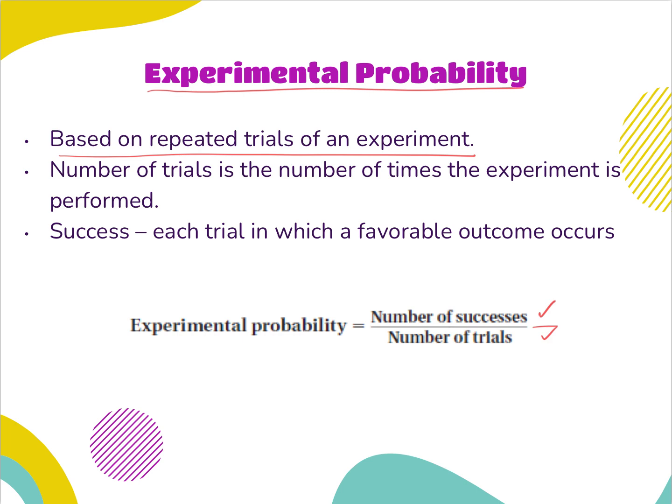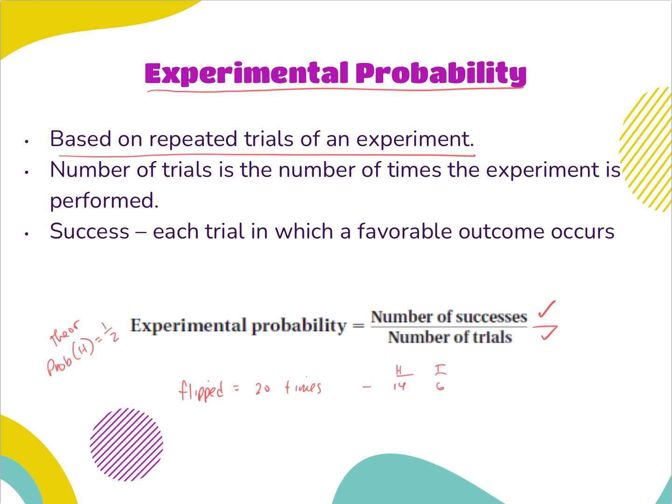So, for example, let's say I was flipping a coin and I wanted to get heads. And let's say I flipped the coin 20 times. And out of the 20 times, I got heads, let's say 14 times, and I got tails 6 times. So normally, you know that the probability of getting heads on a coin is 1 out of 2. This is theoretical, right? I can only have 2 outcomes, and heads is one of them.